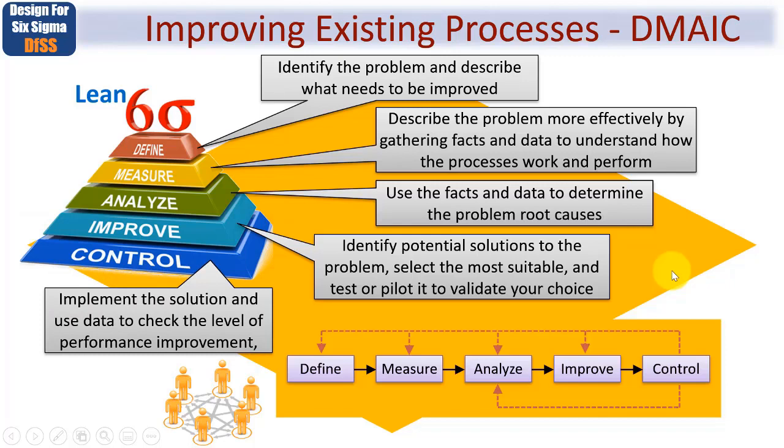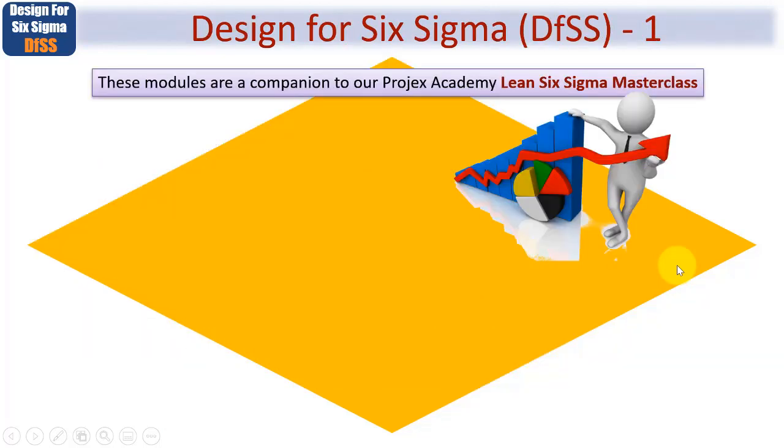So that's DMAIC, and if you want to learn to become a green belt or practitioner level, then do check out our Lean Six Sigma Masterclass. So having stated that, let's now look at what is known as Design for Six Sigma. Get used to this DfSS, that's the way it would normally be written. As I've said at the outset, these 6 video modules are an overview, but act as a companion to our Projex Academy Lean Six Sigma Masterclass.